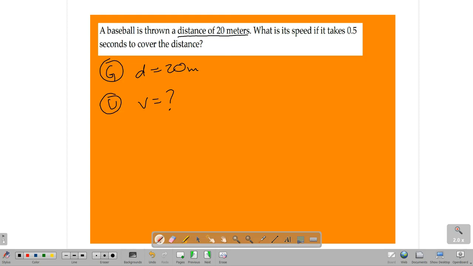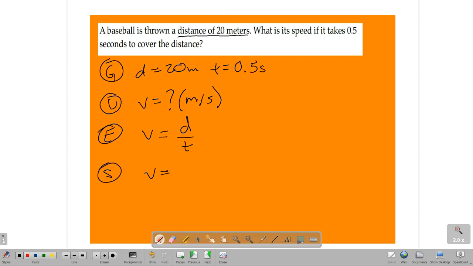If it takes 0.5 seconds to cover the distance. So here the time is 0.5 seconds. And this tells me that my units here are going to be in meters per second. Now, next thing, we're going to do our equation. Again, we're solving for velocity, or speed rather. So make sure that you've got v equals d over t. Let's go ahead and substitute our values in here. Speed is equal to 20 meters divided by 0.5 seconds.